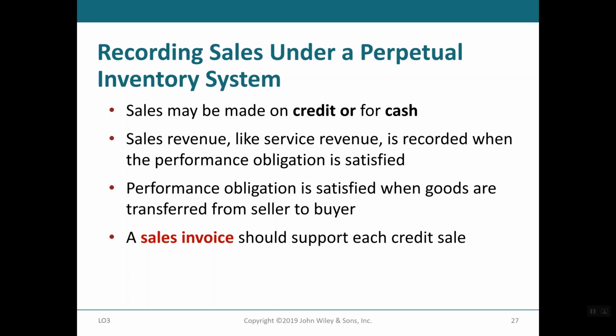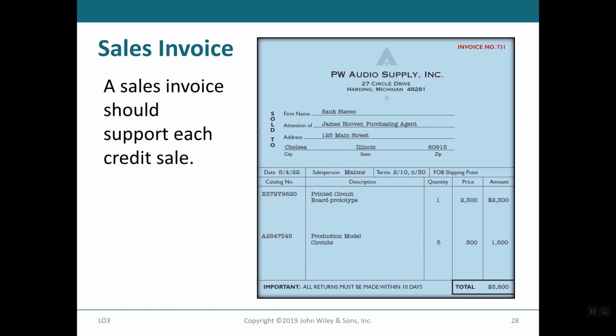In this case, we're saying that the performance obligation is fulfilled once the person who sells the goods is able to get the goods to the buyer. Usually they will send a sales invoice that supports the credit sale. A sales invoice should support each credit sale. That's an example of what it looks like with all the information.